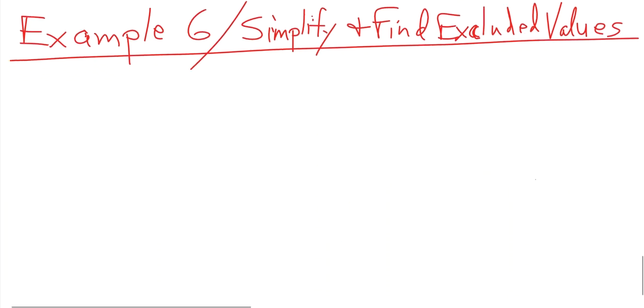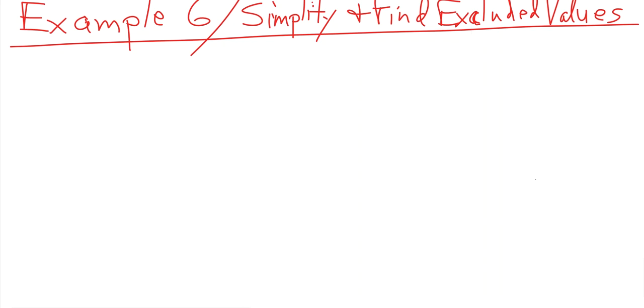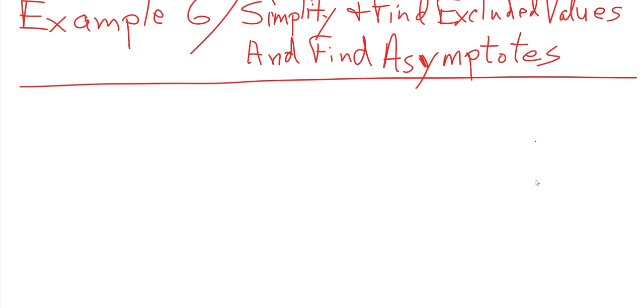Okay, in example number 6, we're doing the same thing. We are simplifying and also finding excluded values. If there's an asymptote, we'd like to indicate that. And so maybe I should go ahead and say that also, indicate the asymptote. Okay, so I've updated this to say simplify, find excluded values, and find asymptotes, if there are any. There may or may not be, depending on the problem.